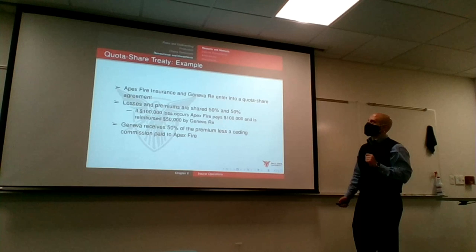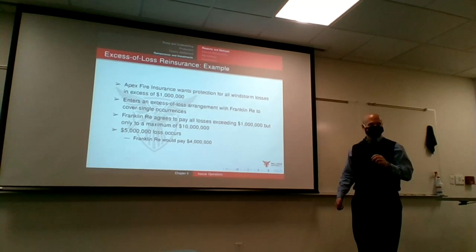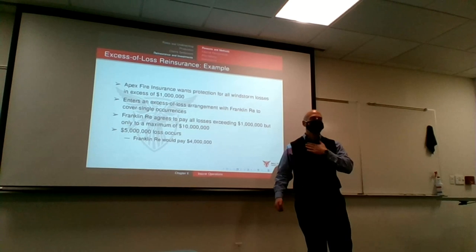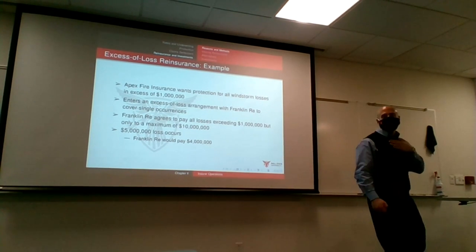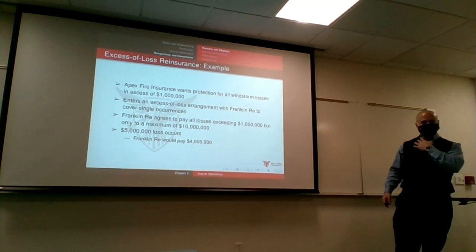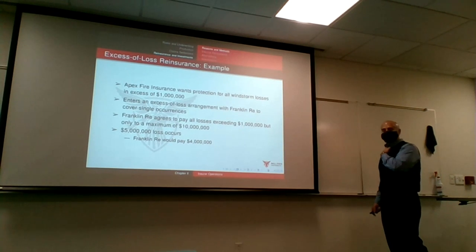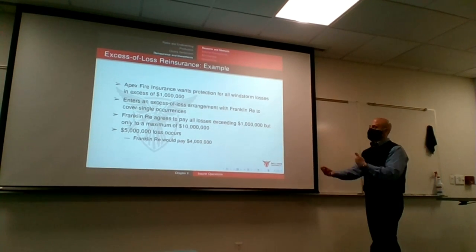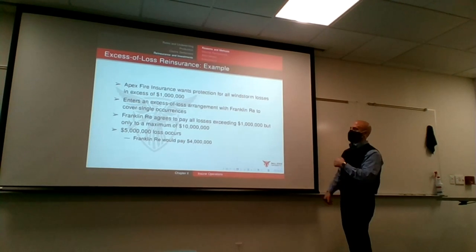Now, excess of loss reinsurance is the example that I gave you earlier. We'll pay up to $1 million. Anything above that, another firm covers it. The example we have here, let's take Apex Fire again, and they want to have an excess of loss reinsurance. They couldn't get it through Geneva, so they go to Franklin.